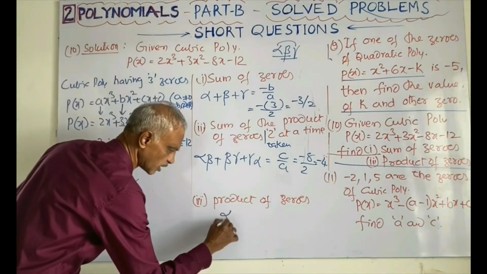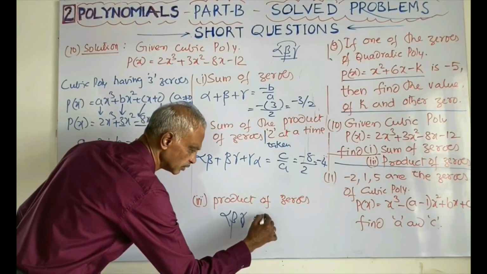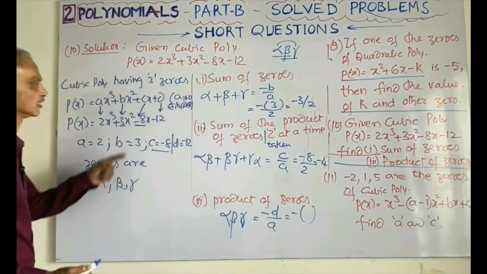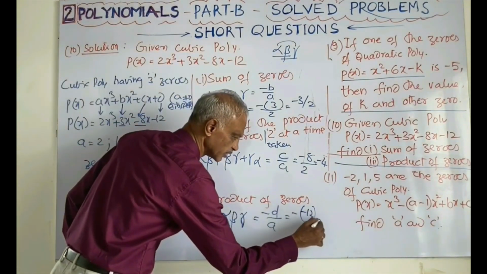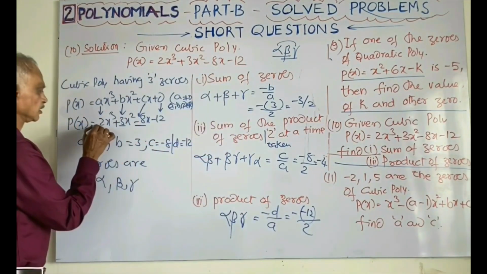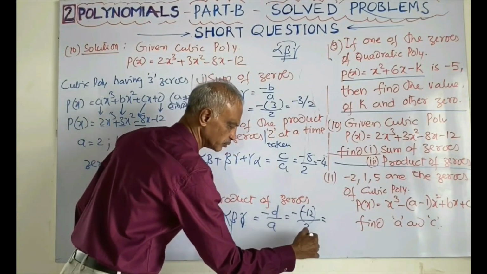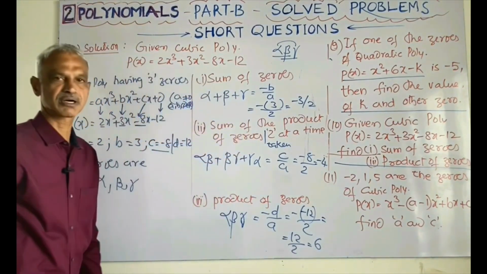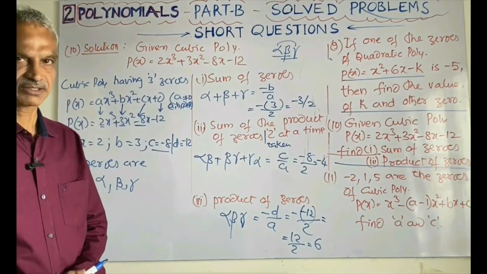The product of zeros, alpha beta gamma, is equal to minus D by A. D is minus 12 and A is 2, so it is minus into minus, plus 12 by 2. 12 by 2 is nothing but 6. The product of zeros is 6. Like that we have to find it out.